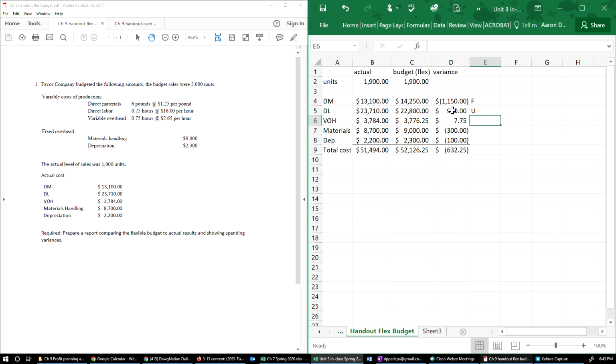Direct labor, however, is the opposite, and this unfavorable variance is some evidence that either it took longer than 3/4 of an hour to produce each unit, or you paid more than $16 for labor. All right, and again, we'll learn how to figure exactly what makes up a spending variance in the next unit. This would also be unfavorable, favorable, favorable, favorable.